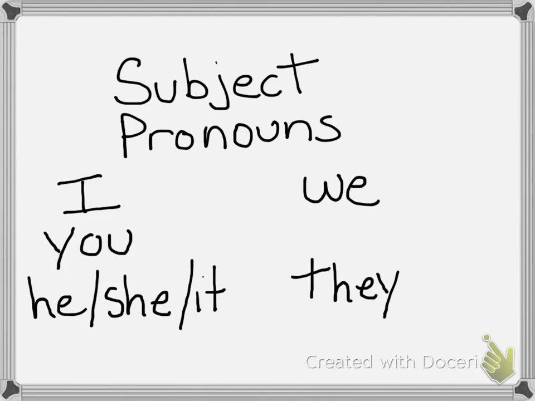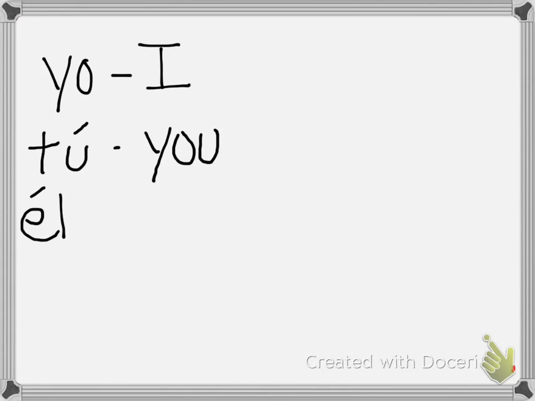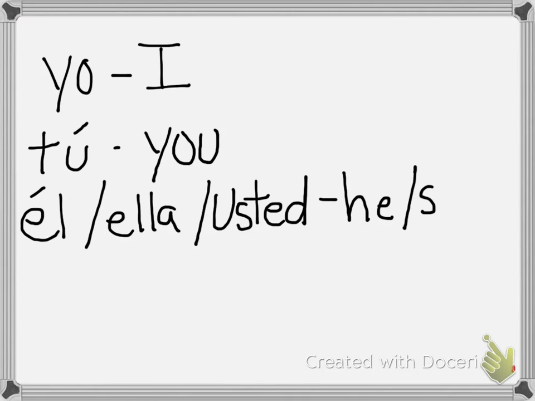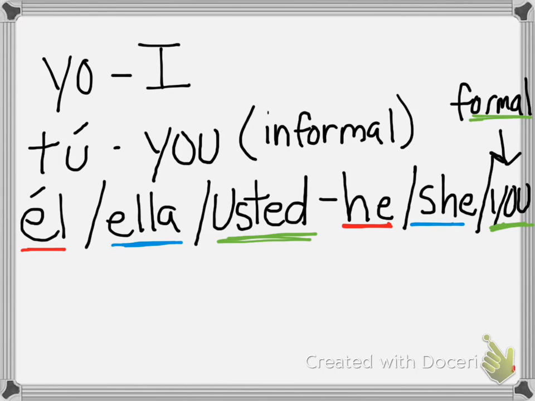Now in Spanish we have corresponding words for each of these English words as well as some additional subject pronouns. In Spanish we say yo for the word I, tú with an accent mark for you, we say él with an accent mark for he, ella with an accent mark for she, and usted for the formal version of the word you. Okay, so as you can see in Spanish we have more than one word for you.